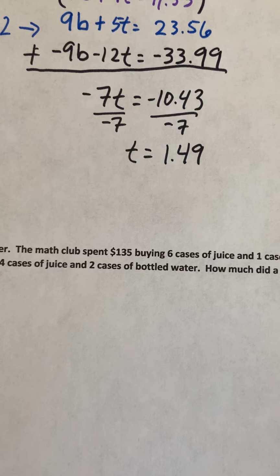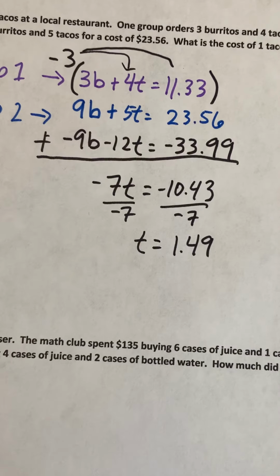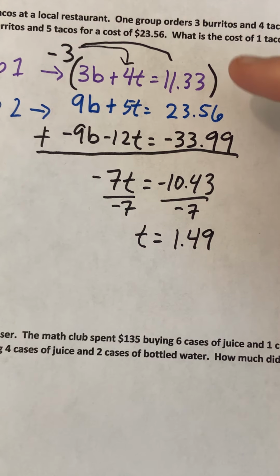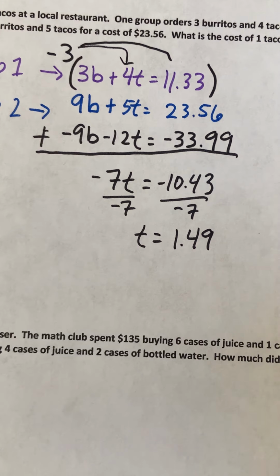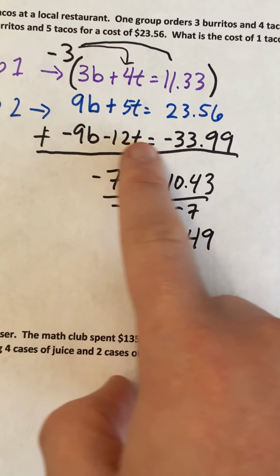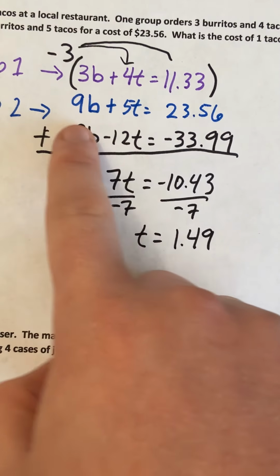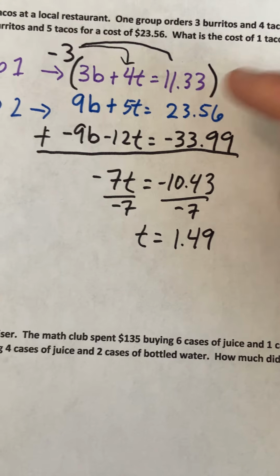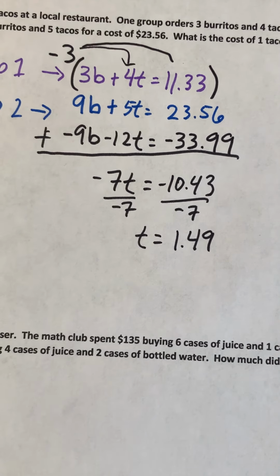So now that we have solved, we have figured out that the price of a taco is $1.49. But the other part of this wasn't just asking for a taco. It also wanted the price of a burrito. Okay, so we've got two equations here. Actually, we've got three. We've got purple, we've got blue, we've got black. I would strongly encourage you not substituting back into something you've altered. So I would not use the black equation. Substitute t back into purple or blue here.